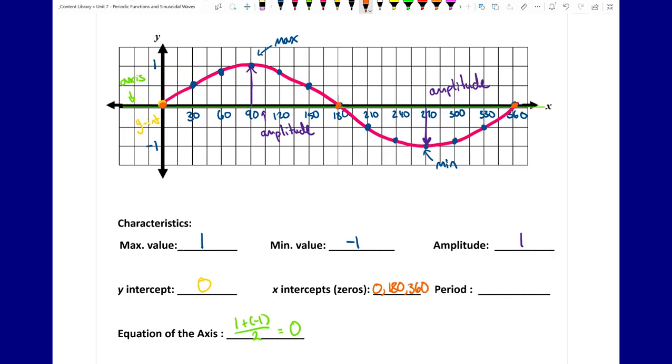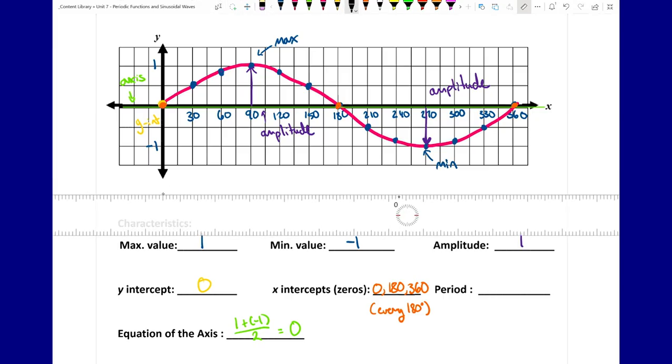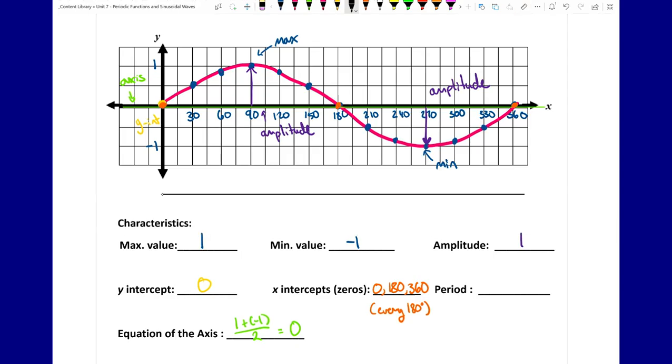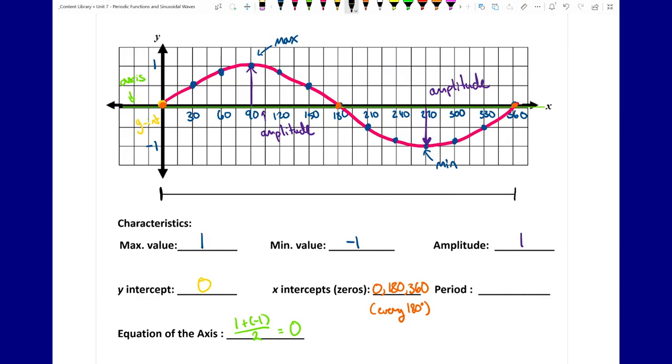And you can probably imagine where the next one is, right? It's going to be every 180 degrees. Our period, then, is the length of one cycle. I see only one repetition here. So we start at 0, we go up, we go down, and we come back up to 0. So our entire distance all the way up to 360, where our cycle ends, that is our period. So our period is 360 degrees.